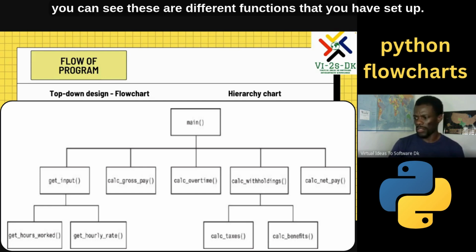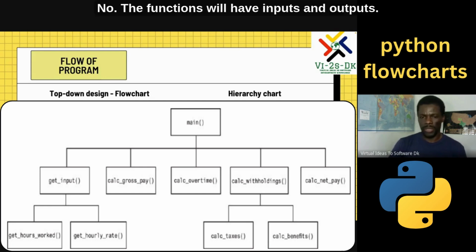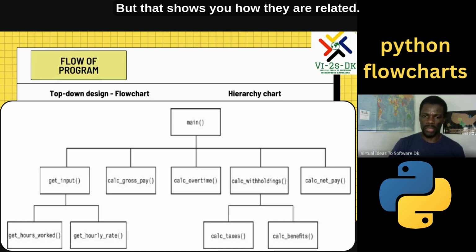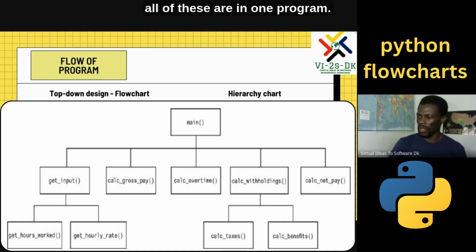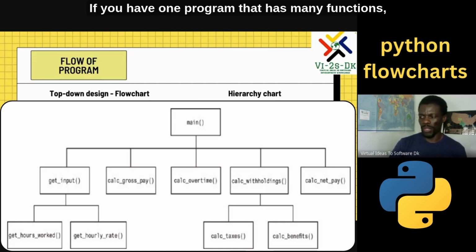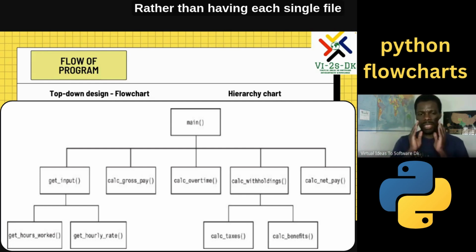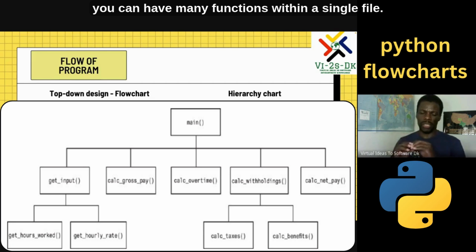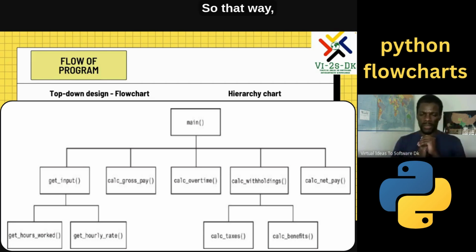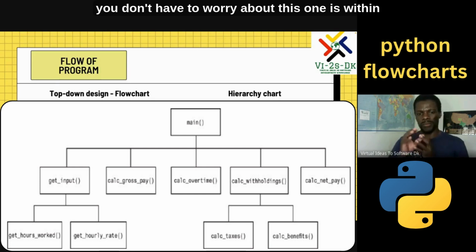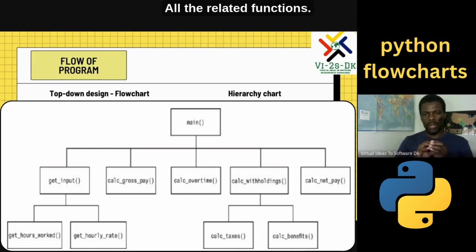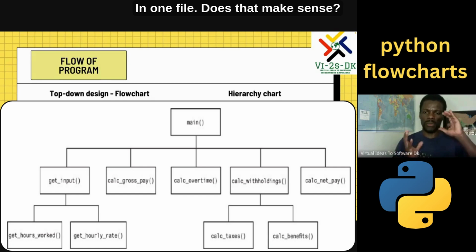From here, you can see these are different functions that you have set up. The functions will have inputs and outputs, but that shows you how they are related. But normally, all of these are in one program. If you have one program that has many functions, you can set it up that way and run it. Rather than having each single file in a folder, you can have many functions within a single file. That way, you don't have to worry about this one being within this folder and that folder. All the related functions are in one file.